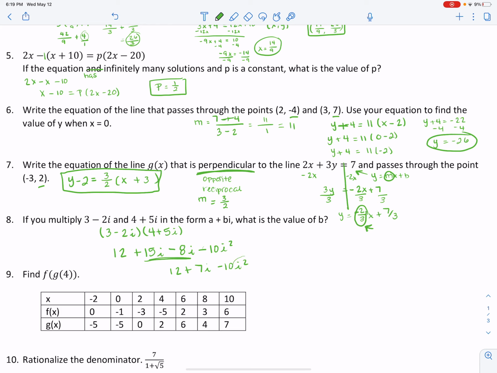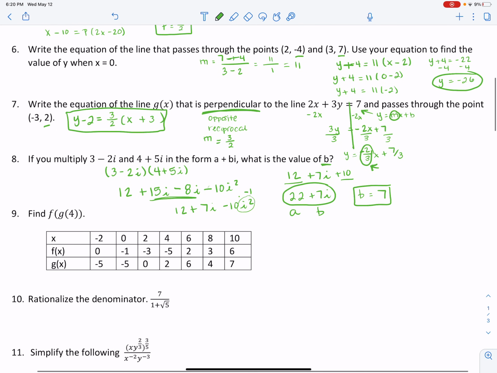Now, i squared is the same as negative 1, and negative 10 times negative 1 is positive 10. So I really have 12 plus 7i plus 10. Add your like terms again, so 22 plus 7i. Now, the question wants to know the value of b. So b is 7, because it's a plus bi. So the a is 22, b is 7.